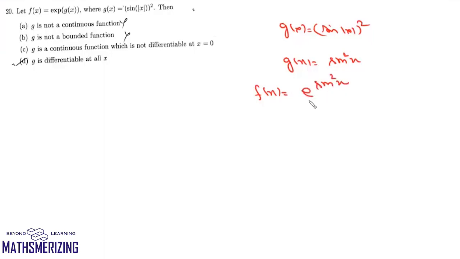Now question number 20 is, let function f(x) is e to the power g(x) and g(x) is sine of mod x square. Now we know that mod x is either minus x or plus x, but there is an even power. So even if we take minus, it'll again be plus. So we can write this g(x) as sine square x, and then this function f(x) will be e to the power sine square x. Now exponential functions, sine square and x square, they are all continuous and differentiable. Now this function, it is differentiable at all x, and that's your option number D.